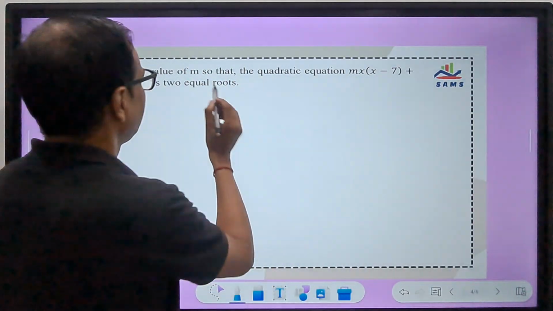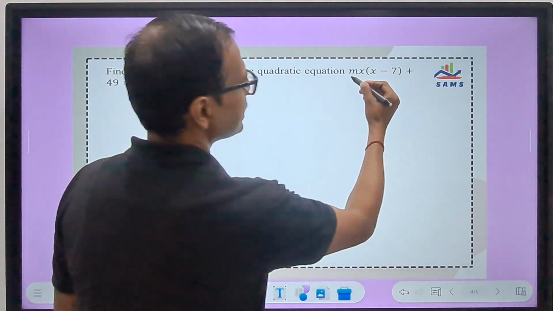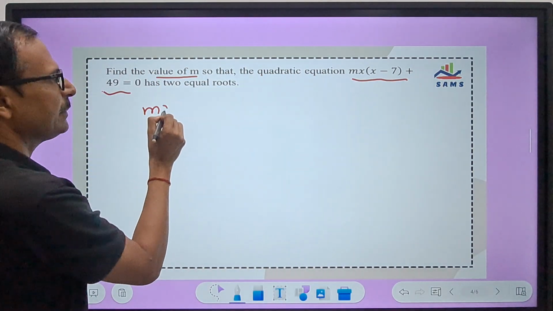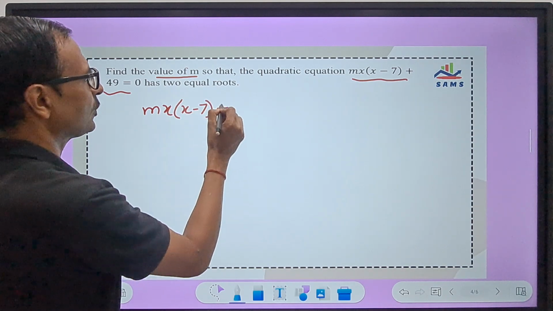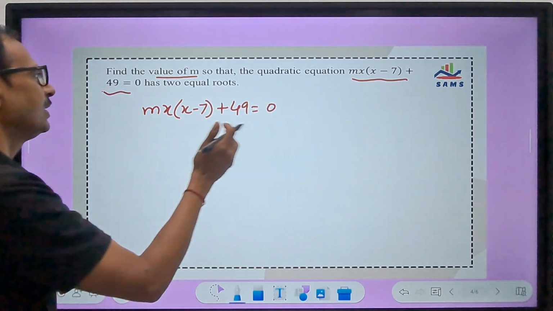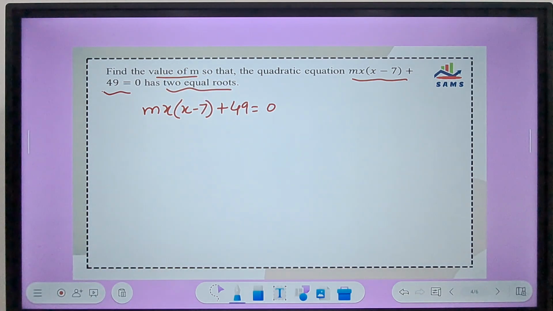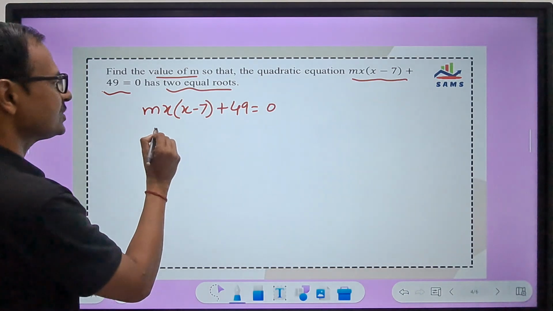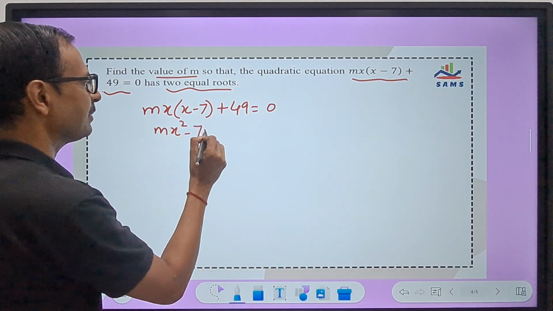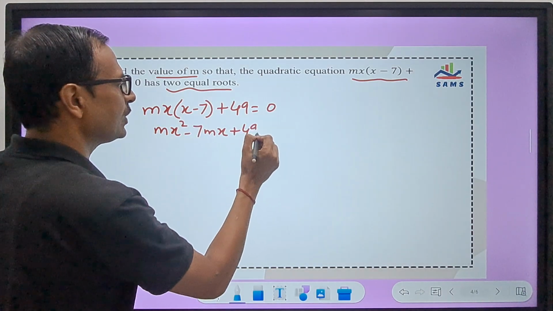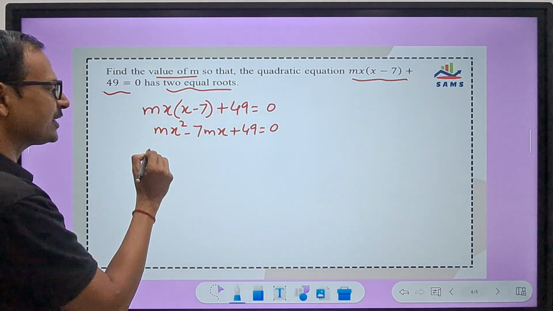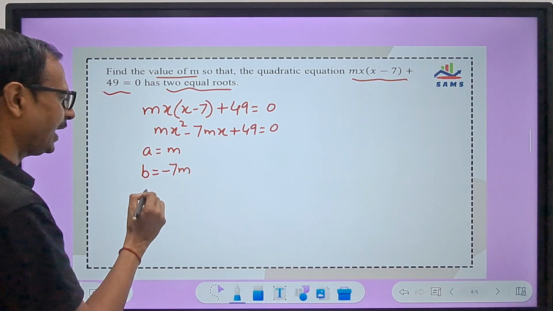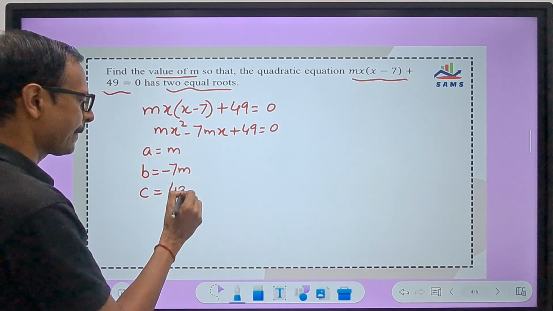Now let's see this question. We need to find the value of m, so that there is an equation here. I'll write it here for you. mx times (x minus 7) plus 49 equal to 0. Now he says two equal roots. So the condition for equal roots has to be applied here. Now this equation is actually mx square minus 7mx plus 49 equal to 0. So as you can see, the coefficient of x square, a, is m, the coefficient of x, b, is minus 7m, and the constant term c is 49.